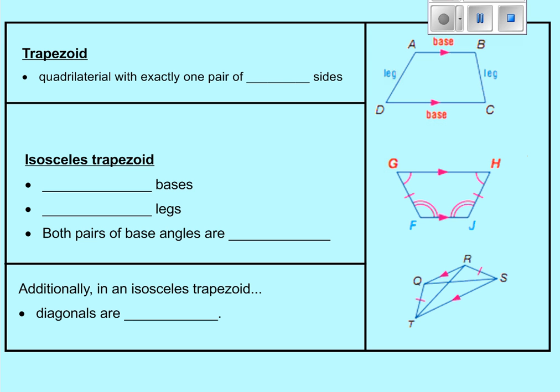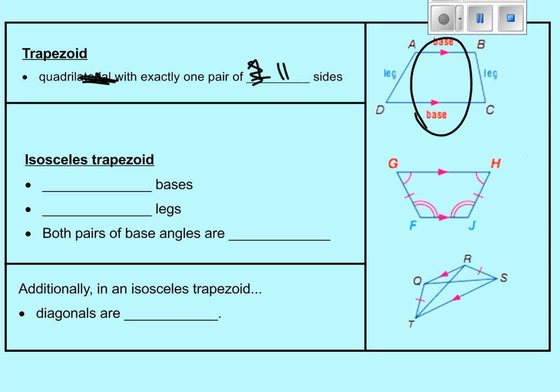How can you tell the difference? Trapezoids have one set of parallel sides, one pair of parallel sides. The two sides that are parallel are the bases. Yeah, I know, this is a quadrilateral. There should not be an I in there.